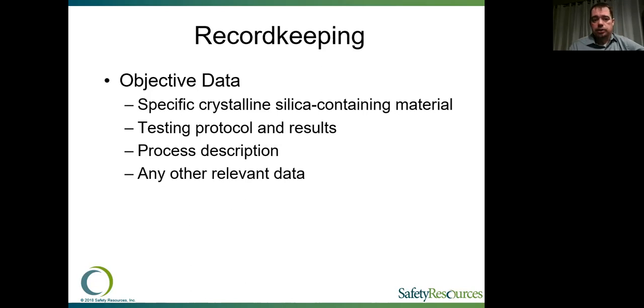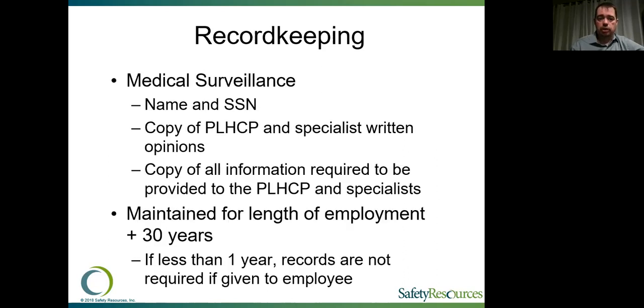Any of that objective data also needs to be kept, including what type of silica-containing material it represents, the testing protocols, the results, a description of the process of the work that was being sampled, and any other relevant data to describe what that objective data is representing. Any medical surveillance information needs to include the name and social security number of the employee. If we do have those medical evaluations, or the written opinions from the specialist, those need to be included in there. All of those have to be maintained for the length of the employee's employment with the company, and then 30 years on top of that.